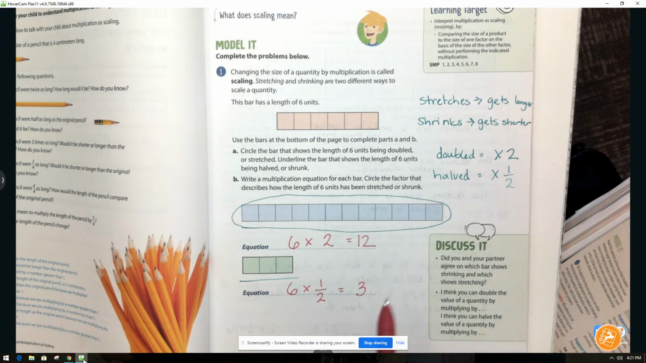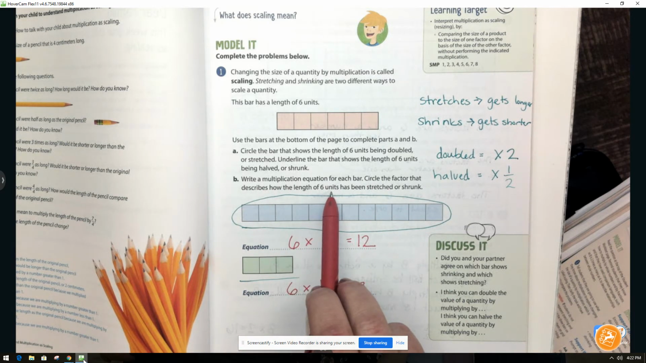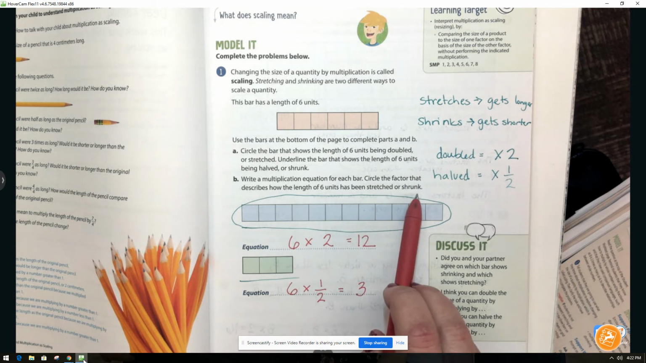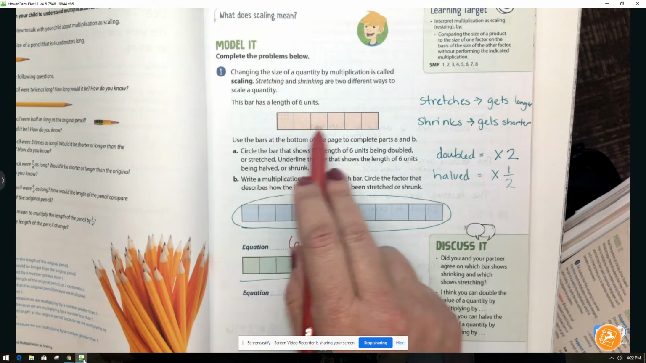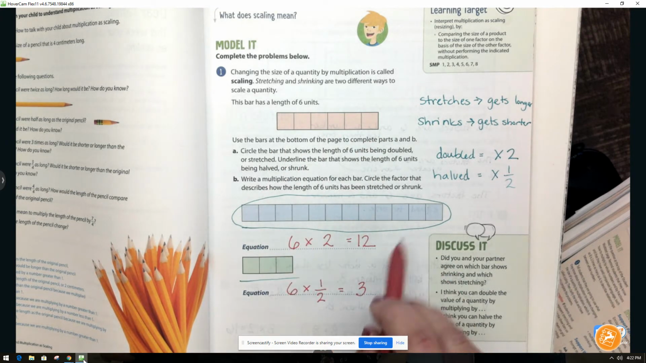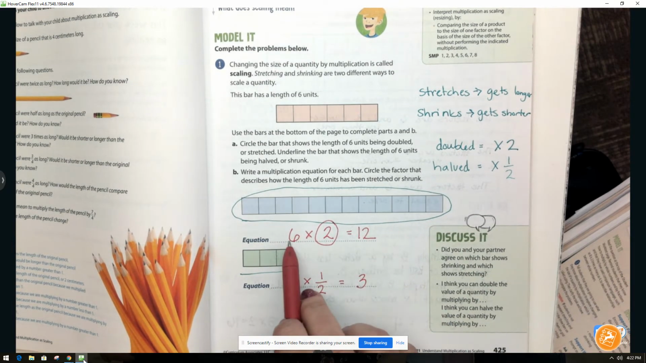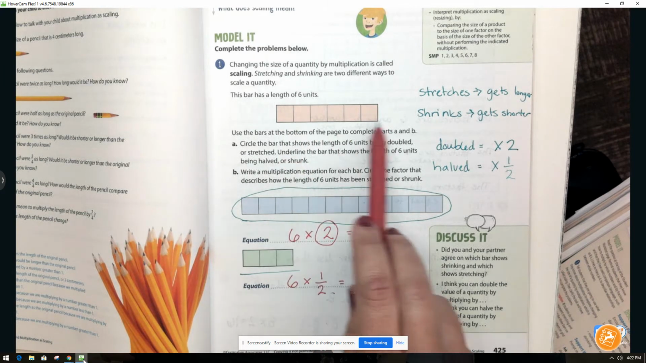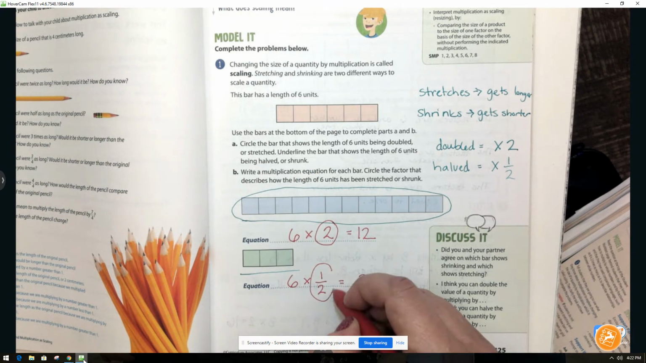Now, the second part of this was circle the factor that describes how the length of 6 units has been stretched or shrunk. So, what number here makes this red bar stretch to the blue bar? That's right, it's the 2. Because we started with 6 and then we stretched it by multiplying it by 2. Now, which factor here shows us that we're cutting this original 6 in half or multiplying it by a half? That's right, the 1/2.